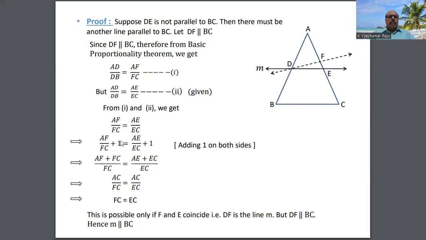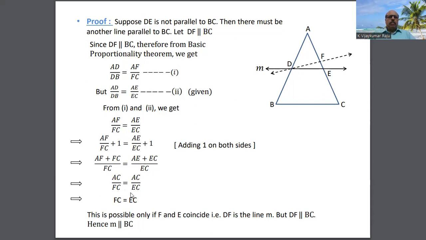Let us add 1 on both sides. When you add 1 on both sides, it becomes AF plus FC upon FC is equal to AE plus EC upon EC. Now again you see what is AF plus FC? AF plus FC is the full length AC. So you get AC upon FC. And AE plus EC, again it is the full length AC. So AC upon EC. So AC upon FC is equal to AC upon EC.